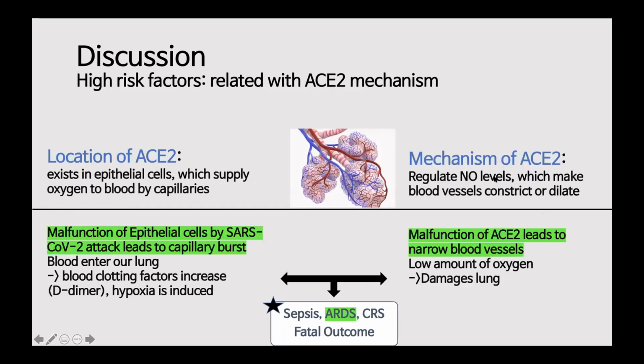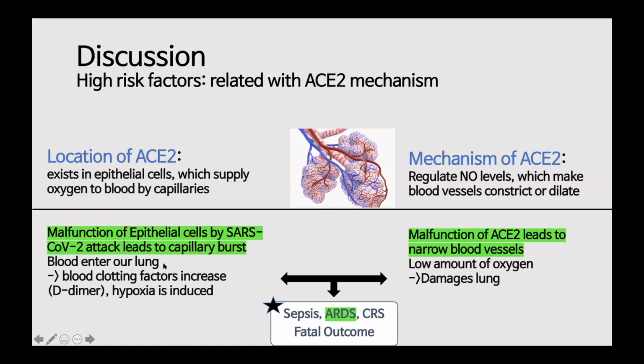And also, the location of ACE2 is on epithelial cells, which supply oxygen to blood. So if this doesn't work right, that means that the epithelial cells are not going to work right, which means that the capillaries in our body are going to burst. So when this happens, blood enters our lungs, and because blood is entering a place it shouldn't be, it gets clotted by immune responses, and therefore D-dimer level increases.